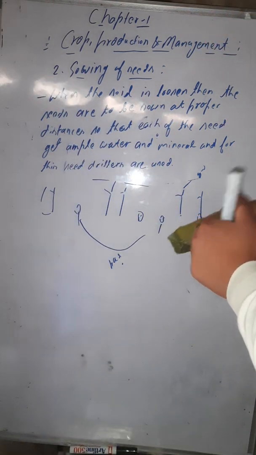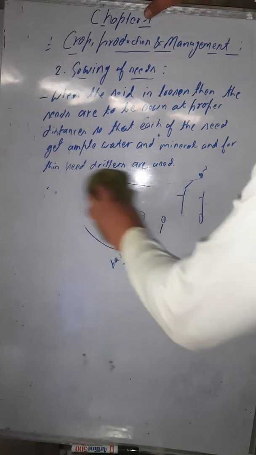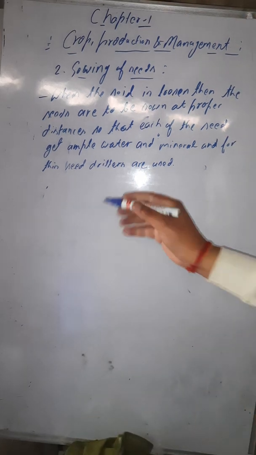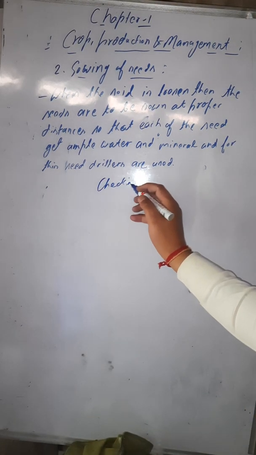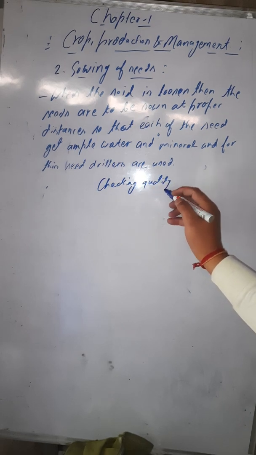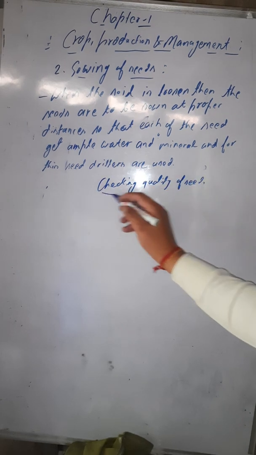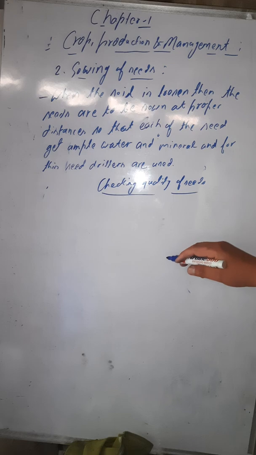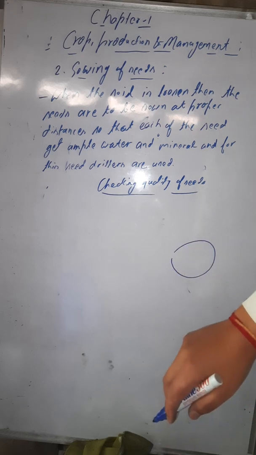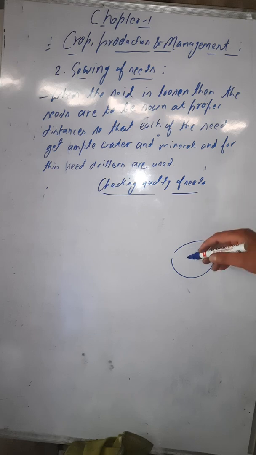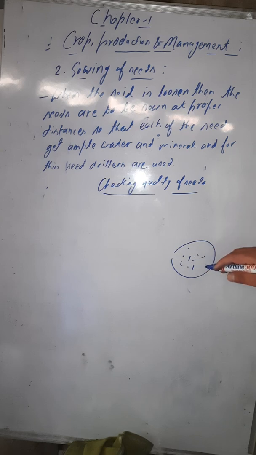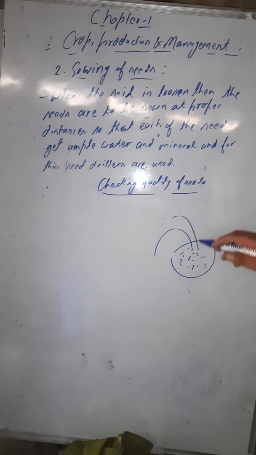Let me tell you the process now, for checking the quality of seeds. For this what we do, we take a pot like this. Let's say this is the pot, and in this pot we put the seeds. Suppose I have some seeds, and all the seeds I put here in this pot. Now I put some water in this pot.